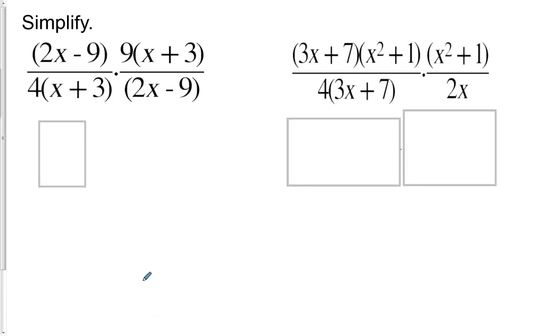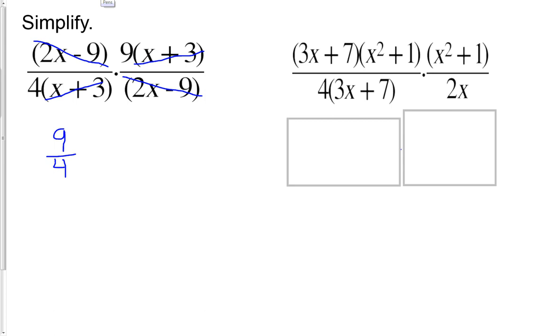Next, simplify. We've got (2x minus 9) over 4 times 9 times (x plus 3) over (2x minus 9). So again, we're just going to deal with the top first this time. 2x minus 9, 2x minus 9. Exact match, they cancel. 9 and 4, they can't cancel, right? 9 has 3 and 9, and 4 goes into 4. x plus 3, complete cancel. And all that's left over is 9 and 4. So our answer is 9 over 4.